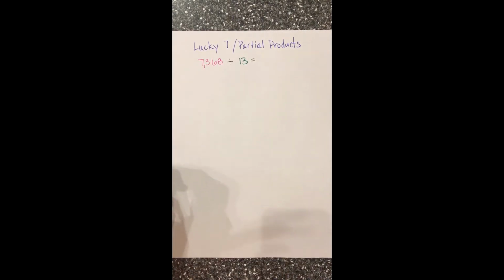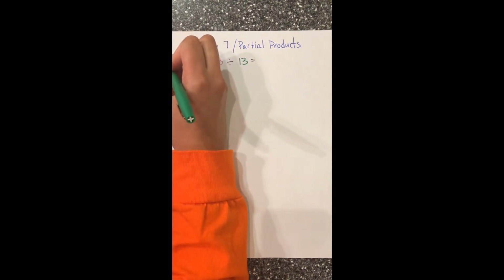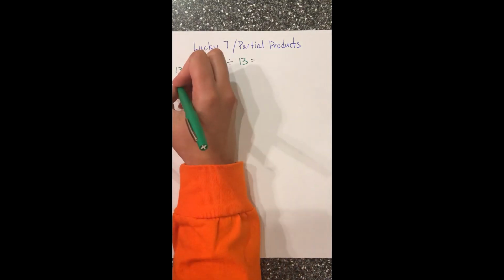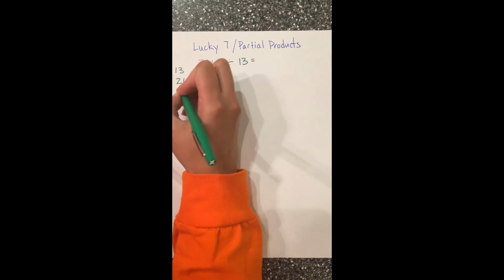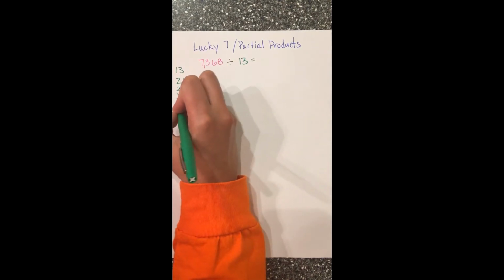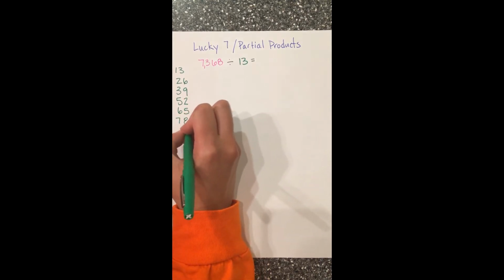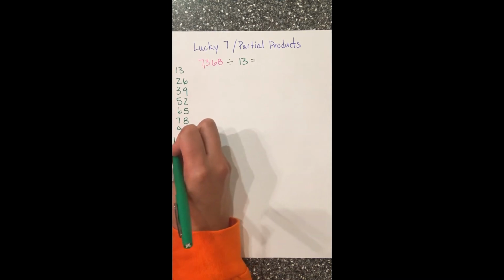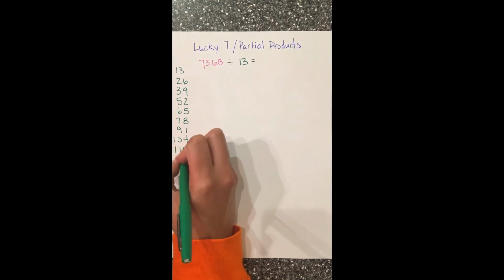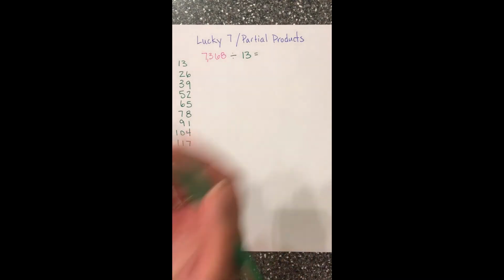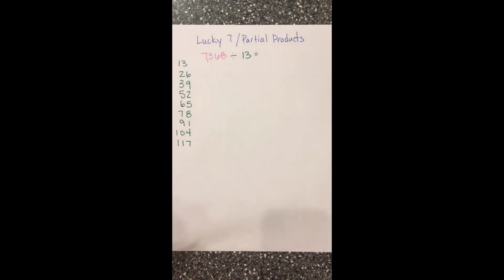So we're going to figure out the divisor's multiples down the side, and multiples is when we skip count. And we're going to have 13, 26, 39, 52, 65, 78, 91, 104, 117, and we only go to 9, and that is because the greatest digit you can have in a place value is 9, so we only go to 9.